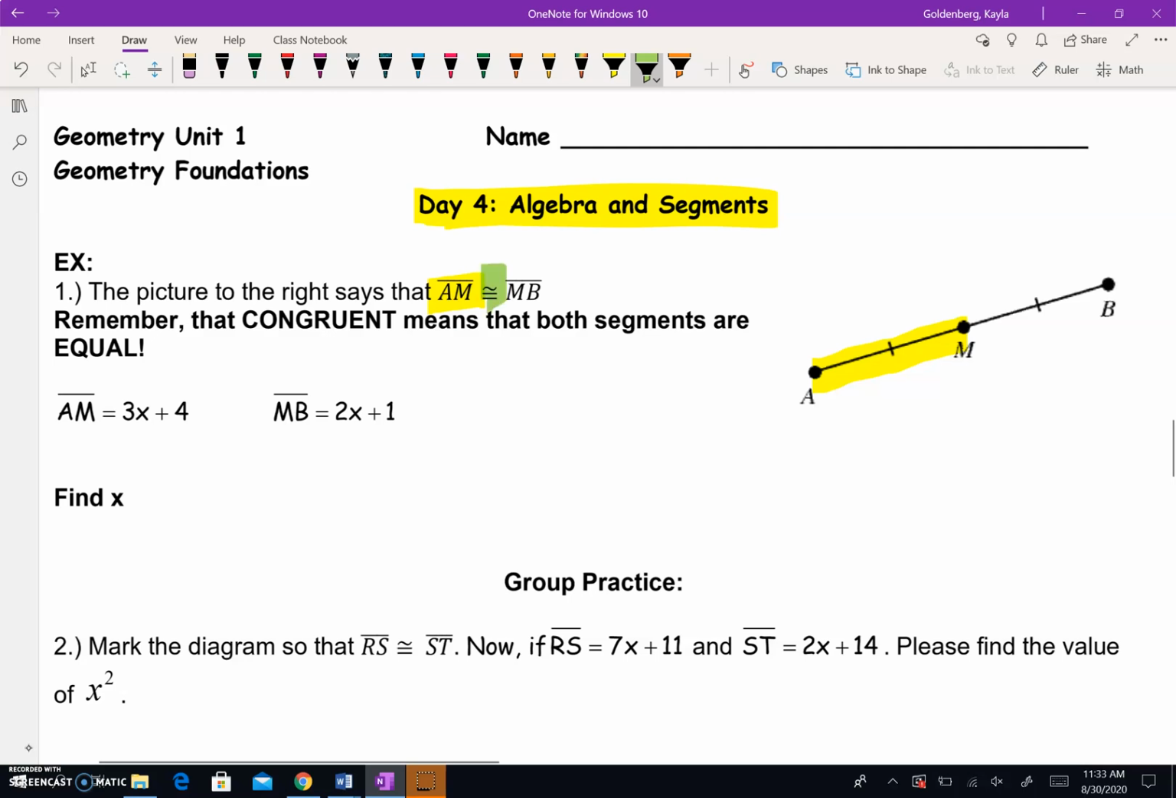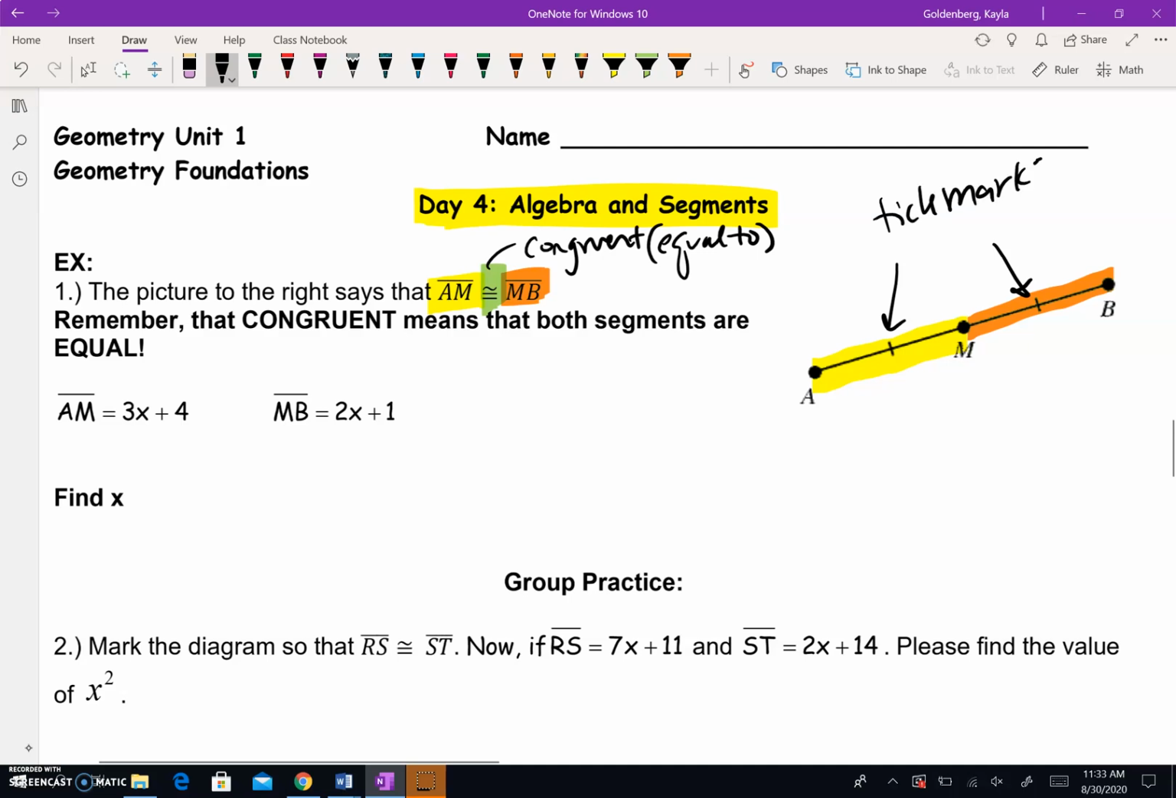Then it says this symbol right here, which means congruent, which is a fancy way of saying equal to. Generally when we talk about distances or measurements being equal, we use this congruent symbol, which is a little bit different than talking about how long something is. And it says it's congruent to segment MB. When 2 things are congruent, we use tick marks to show that they are congruent. You can use 1 tick mark for each of them, or 2 or 3 tick marks. As long as you're consistent, you can use any amount, but they just have to match.